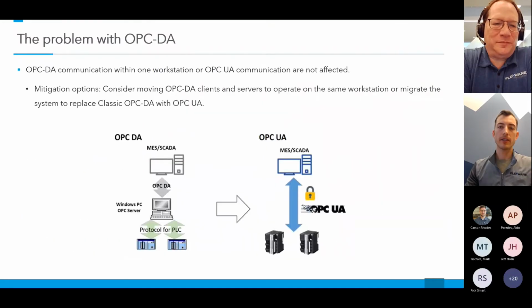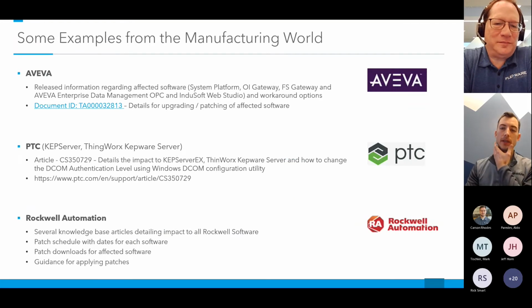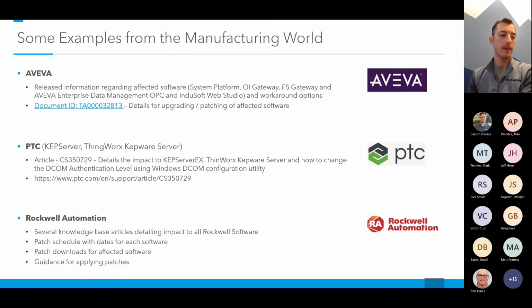And here we go. So yeah, to your point, some examples here. Again, it was a fluid situation, so a lot of the manufacturers or software vendors reacted with this worst case scenario in mind, and so there was a lot of information put out by some. Again, these are just examples. There's lots of application software that could be affected, and it just depends on whether or not they use DCOM.